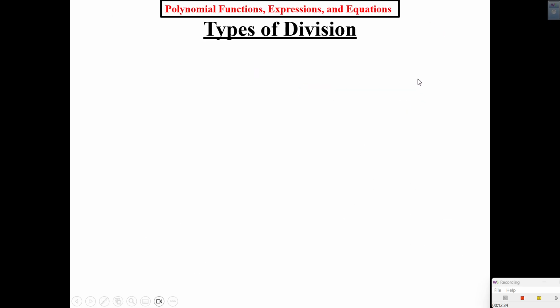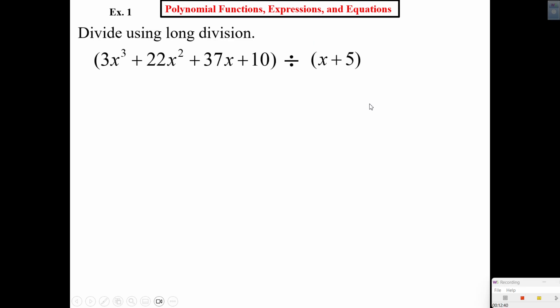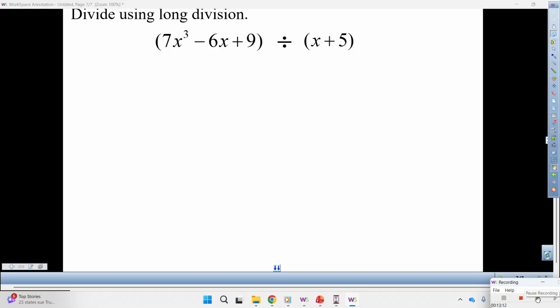All right. So, we covered that yesterday. We talked about the three different types of ways of writing division, but we focused on long division. We did this one, this one, this one. Today, copy this one. Example 1: 7x cubed minus 6x plus 9 divided by x plus 5. Write that down on your paper.